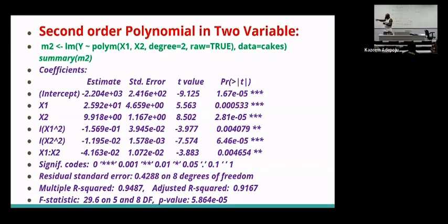The effect of temperature on the output, on the response, actually depends on the baking time. When interaction is significant, you know what that means? It means the independent variables you are using are not consistent, because the effect of one of them on the response depends on the other one.